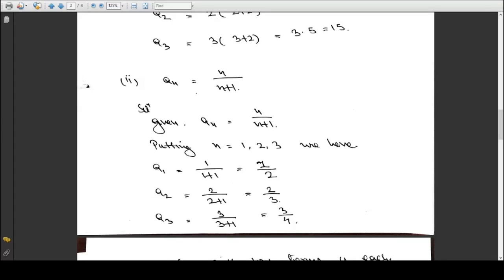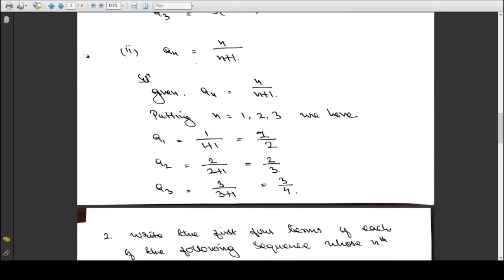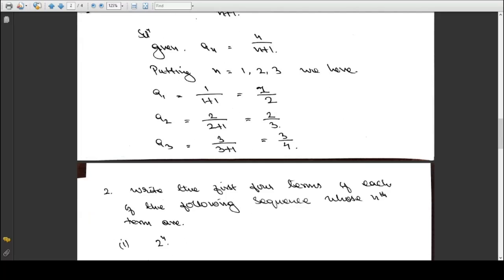Therefore the first 3 terms of this progression are 1 by 2 as the first term, 2 by 3 as the second term, and 3 by 4 as the third term. Okay, are you clear with this? Now we move to the next, number 2.